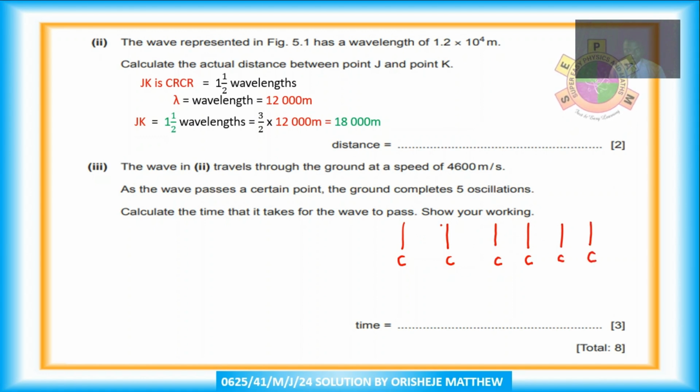Now the time taken for it to travel one cycle is the period T. Once you know that the period T is equal to wavelength divided by velocity, then you can calculate the time taken for 5 complete oscillations by multiplying the period, since there are 5 periods. So this question is all about looking for the period. So let's go.